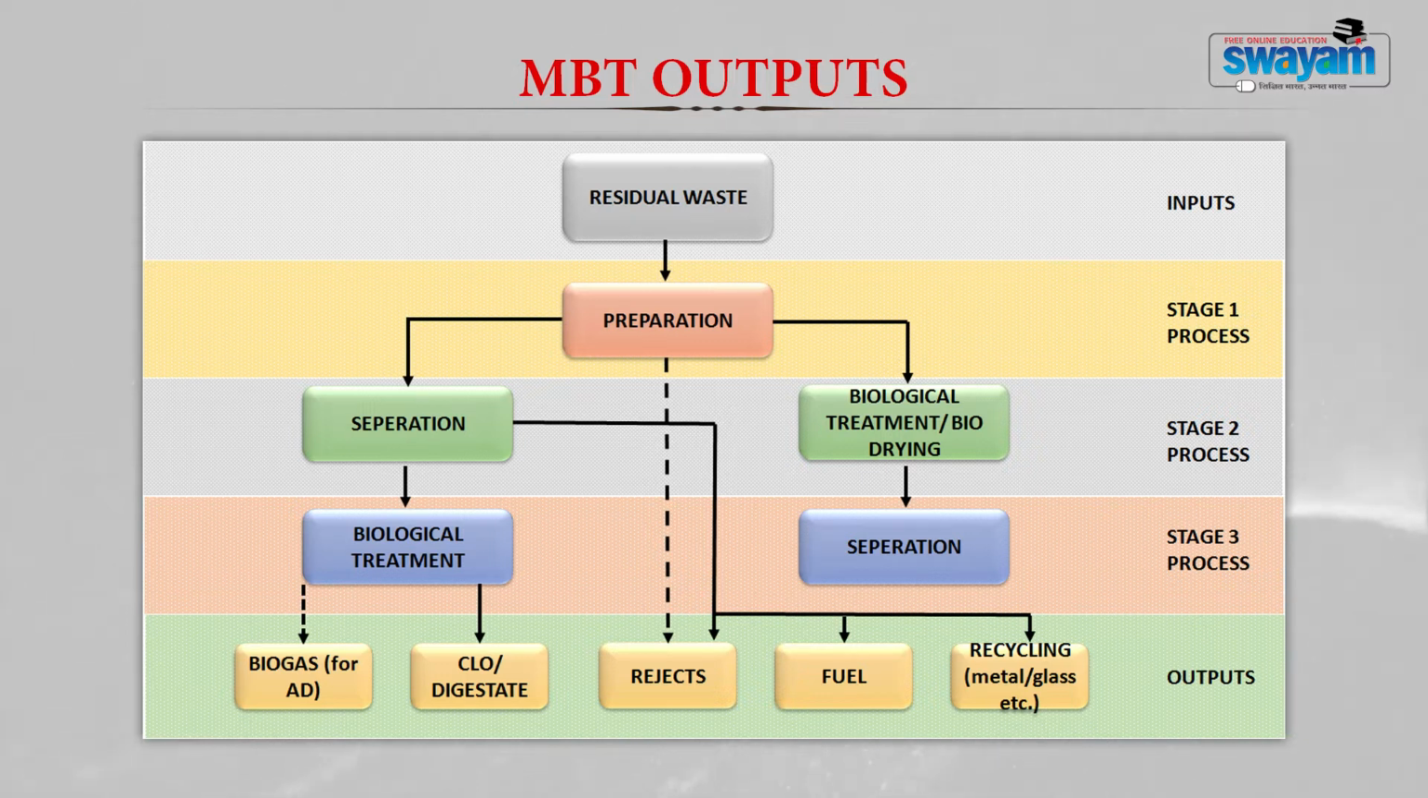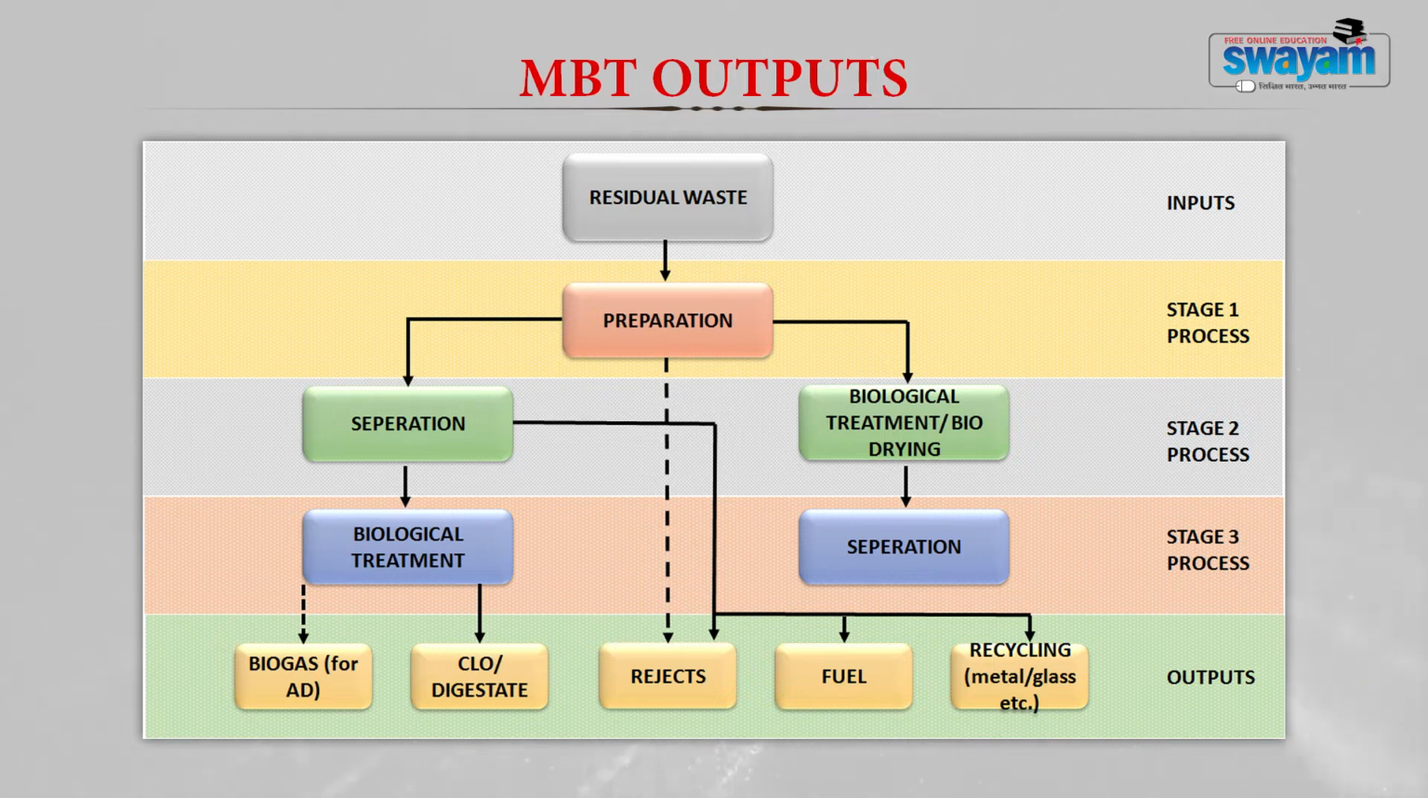Now, biological treatment can be anaerobic digestion, where biogas is generated, or it can be a composting process, where compost-like output is generated and the digestate is the residue. Now, after this treatment is done, the residue, or after mechanical sorting or segregation, the reject that is there will be sent off, and after separation the reject or the recyclables will be sent to the respective plants.